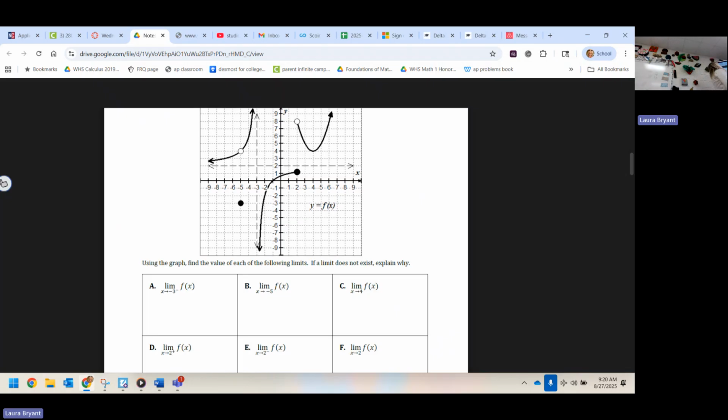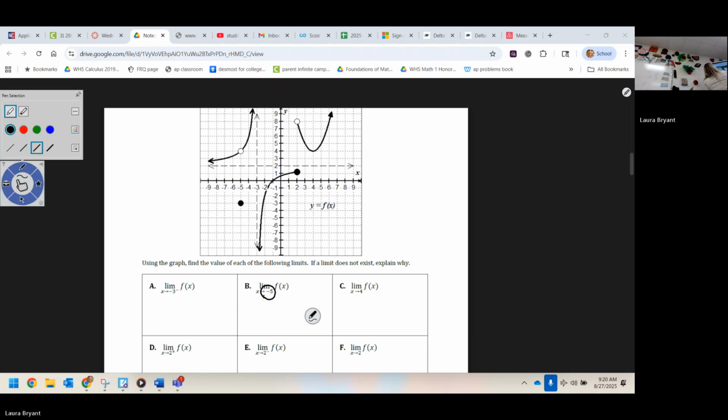So B says find the limit as x approaches -5 of f of x. So f of x is this graph. And again, a limit means the y value that you approach as you go to this x value. So that means I'm going to look at my graph at -5. And at x equals -5, I'm going to approach from the left and from the right. So as I approach from both directions, I see that there's a hole in the graph.